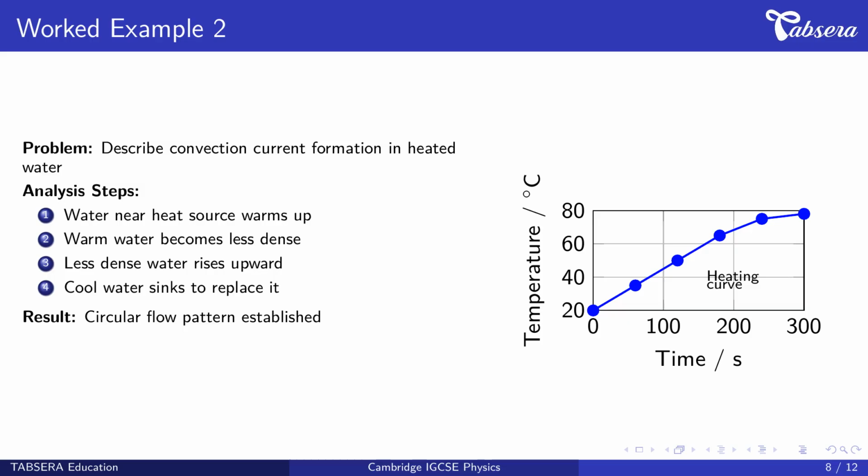Example 2 examines convection current formation in detail. The problem asks us to describe how convection currents form in heated water. Let's analyse step by step. First, water near the heat source warms up. This increases the kinetic energy of water molecules.